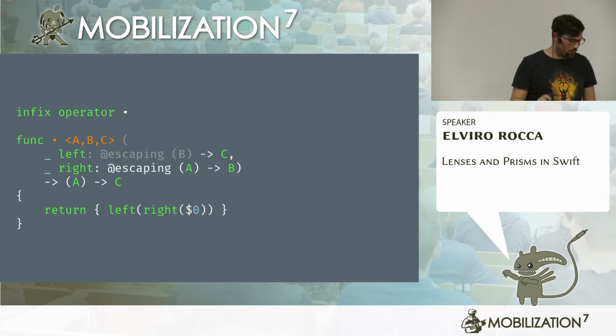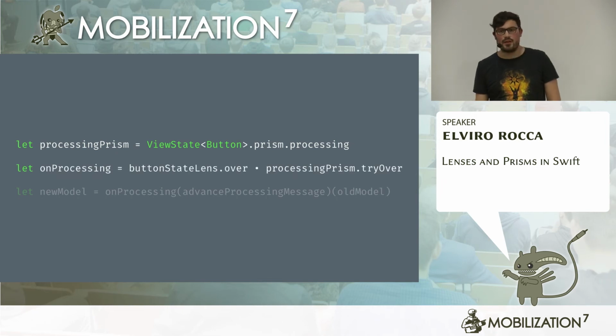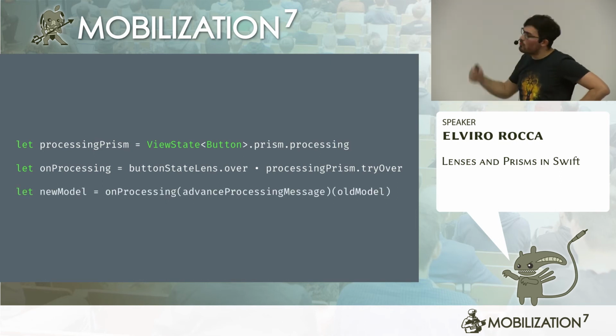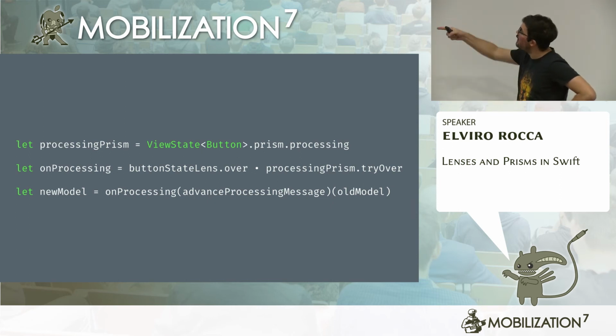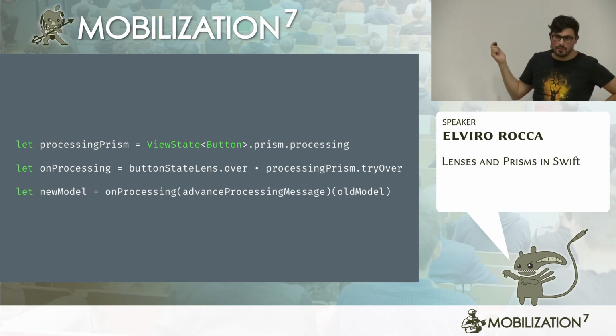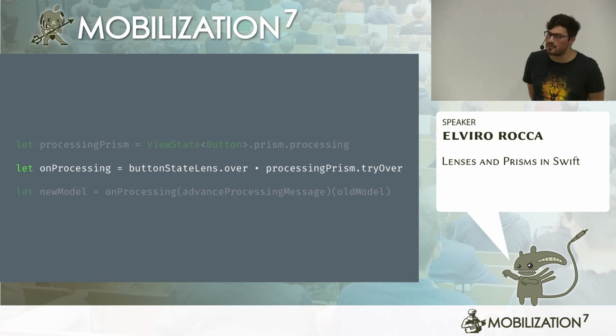So here's what we can do. We grab the processing Prism, and then we construct this function onProcessing by composing the lens over with the Prism tryOver. And then we get the new model by applying the new processing function to the advanced processing message that we defined before, and then applying it to the old model. Now, if it hasn't already, this is probably starting to look like magic. Okay, so let's unpack this line a little bit.